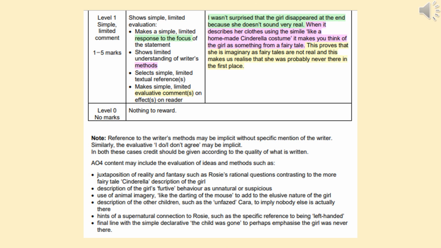And here is a level 1 grade answer for question 4. Stop the video if you'd like to read it. This answer would not be a pass.